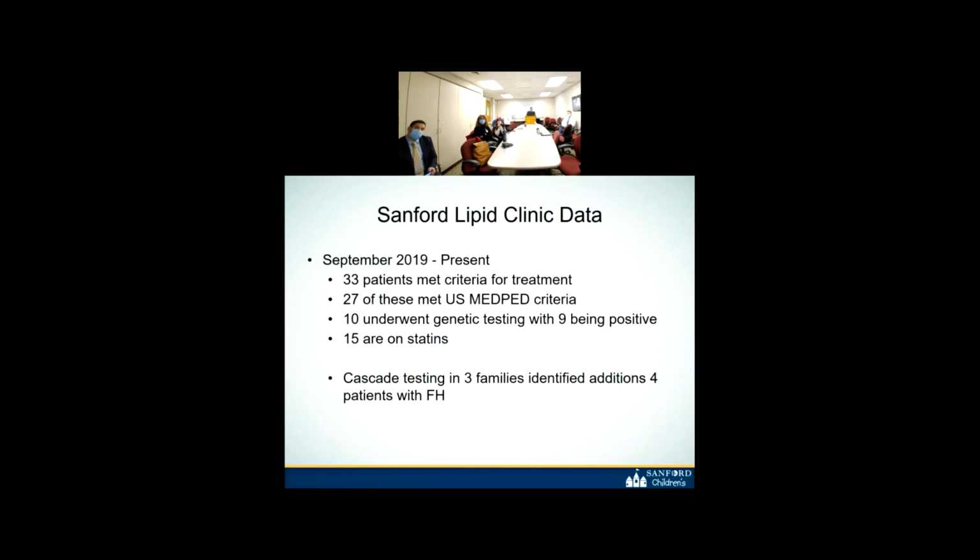Overall, from September 2019 to present, when we combed our data, we've had 33 patients who've met criteria for treatment. And this is over the span of about five to six of our lipid clinics. We've actually had 33 patients who meet criteria needing statin medication. 27 of those met the US MedPed criteria that I went through. 10 of those underwent genetic testing, with 9 being positive, and 15 of those patients are on statins. The cascade testing from that resulted in 3 families in which we identified an additional 4 patients.